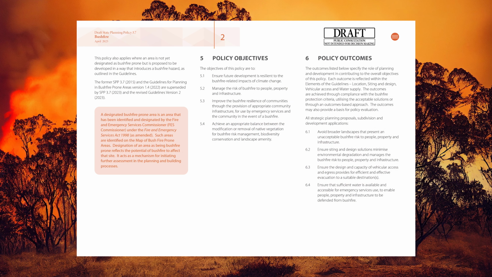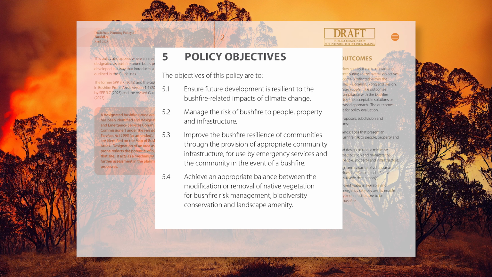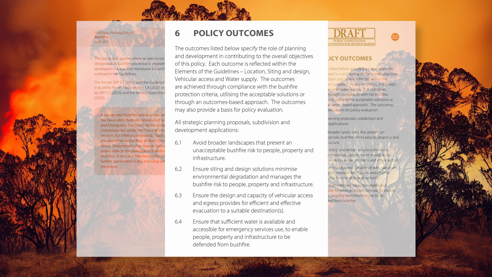The objectives of draft SPP 3.7 have been reviewed to ensure they complement each other and provide a direct line of sight to the measures and outcomes. The revised objectives: 1. Removed reference to avoidance of risk. 2. Better articulate the need to ensure future development is resilient to bushfire. And 3. Manage bushfire risk to people, property and infrastructure. Policy outcomes have been introduced to assist in the implementation of the policy objectives. Policy outcomes are achieved through compliance with the bushfire protection criteria using the acceptable solutions or through an outcomes-based approach.